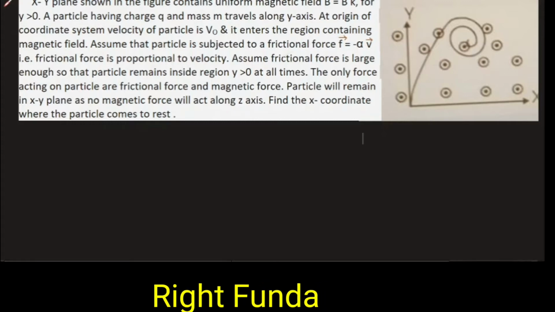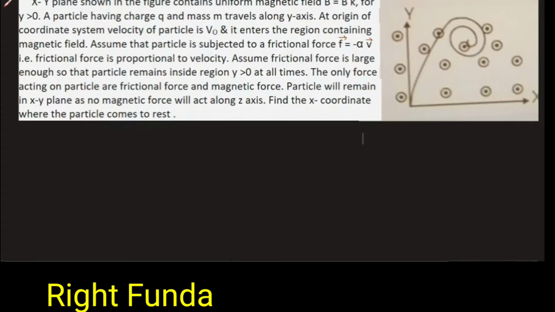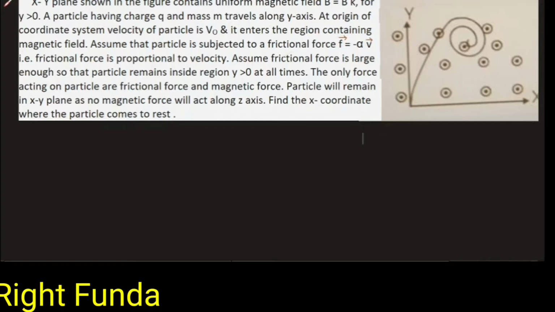Assume that the particle is subjected to a frictional force F equal to minus alpha v. Yes, a very different type of friction force, where the friction force is proportional to the speed of the particle, a resistive force, directed opposite to the velocity. Assume the frictional force is large enough so that the particle remains inside the region y greater than 0 at all times. The only forces acting on the particle are the frictional force and the magnetic force. The particle will remain in the xy plane as no magnetic force acts along the z-axis. Find the x coordinate where the particle comes to rest.